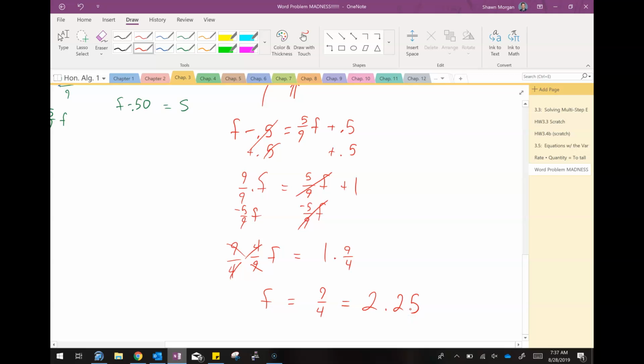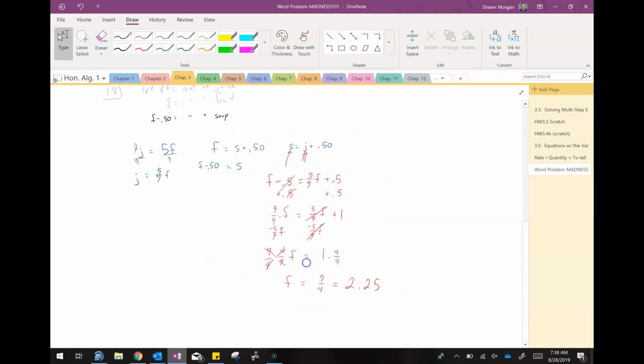Now I don't know what kind of daggum fruit cup costs $2.25, and this book was written in the early 90s too, so I mean that would be really expensive. Maybe they're at Disney World or something.